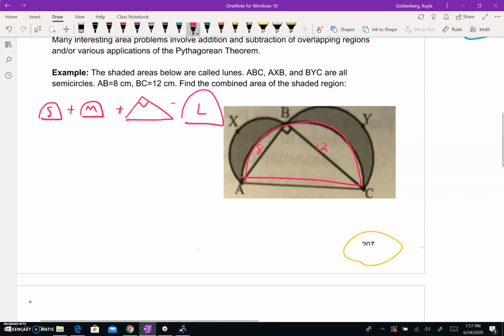So now we actually have to find these areas and then combine them in the fashion that we've outlined above. So your small semicircle area, we're going to do the area of a circle, which is a full circle is equal to pi r squared. So a semicircle is going to be pi r squared divided by 2. So your smaller one, radius is 4. So it's going to be pi times 4 squared, which is 16, but divided by 2, that's going to give us 8 pi.